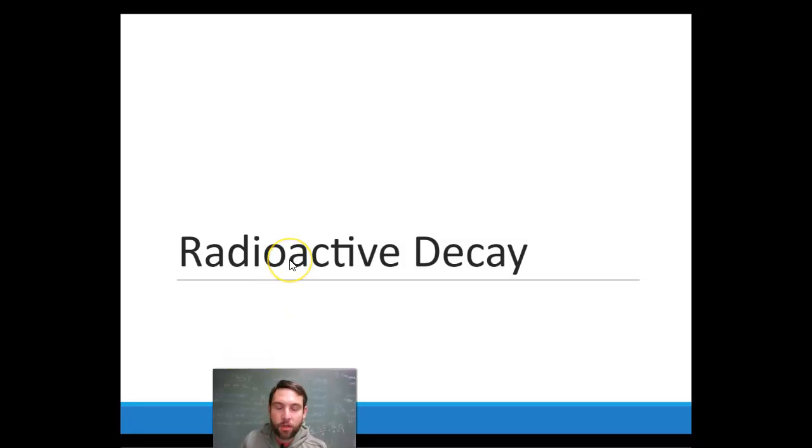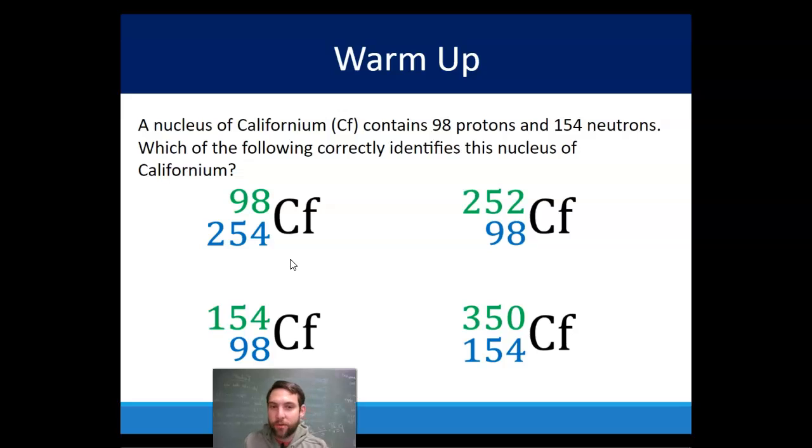So that was all informational. Now we're going to actually get into what do we do with this information and how does it work for us. So first, a quick warm-up. Nucleus of californium contains 98 protons and 154 neutrons. Which of the following correctly identifies the nucleus of californium?